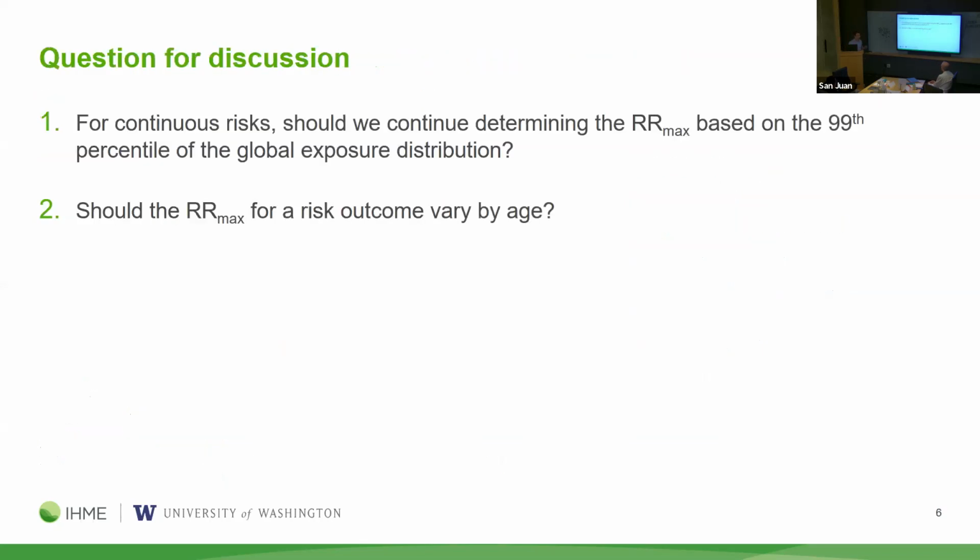A couple of questions for discussion are, should we continue to determine the joint maximum relative risk based on the 99th percentile of the global exposure distribution? And also, should we continue to allow these maximum relative risks to vary by age? There's some alternative you're suggesting? For the relative risks by age, we could fix that by age at some.